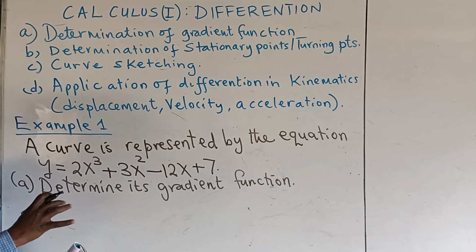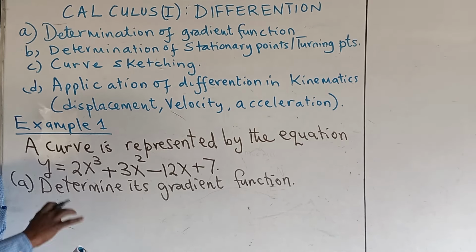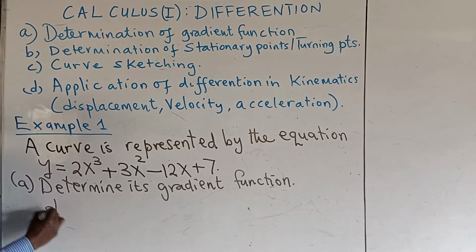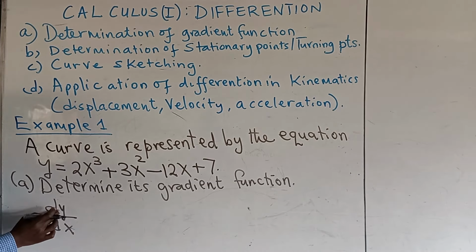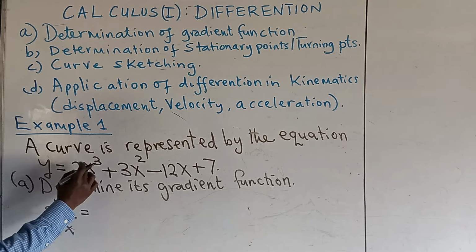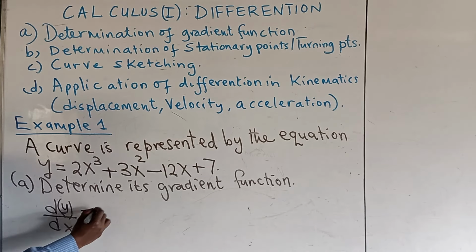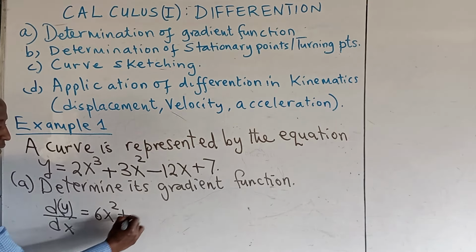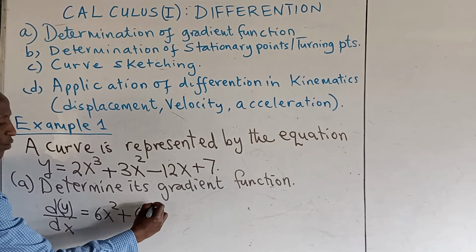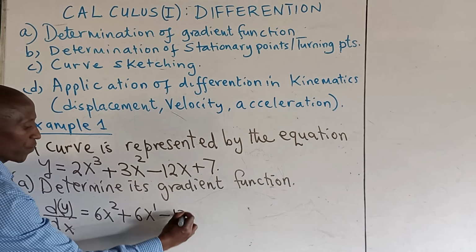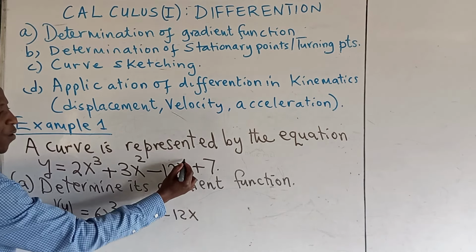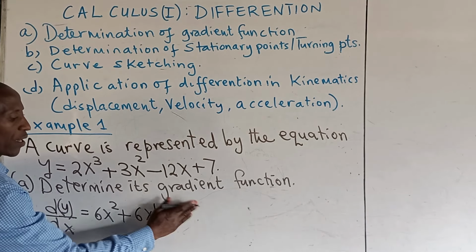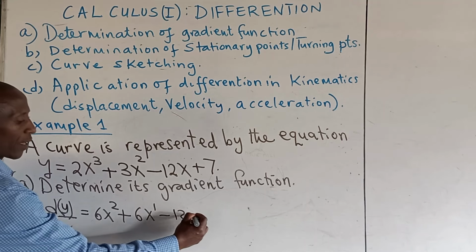Gradient function is an expression or an equation that represents gradient at any point on the curve. So we give it as dy dx, that is, we differentiate the expression for y with respect to x. That is what it means. And differentiating this one gets 2 times 3, that is 6x, 3 minus 1 gives you x squared. 2 by 3 is 6x, 2 minus 1 gives you 1, minus 1 times 12 is 12. The x here will be raised to the power of 1 minus 1, which is 0. Any number raised to the power of 0 gives you a 1. So 12 times 1 is just 12. Then we have plus 7.